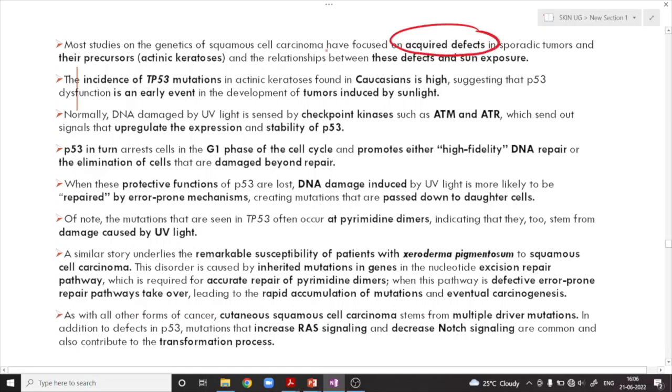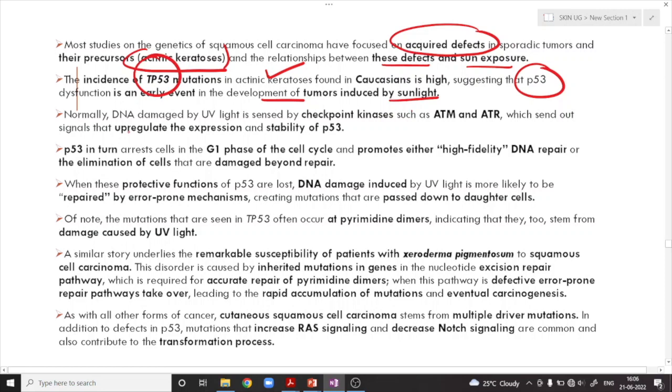Now, most studies on the genetics of squamous cell carcinoma have focused on acquired defects in sporadic tumors and their precursors, that is the actinic keratosis, which we have just read about, and the relationship of these defects and sun exposure. So very importantly, we have seen that there is a very high incidence of TP53 mutation in actinic keratosis. So it is suggesting that TP53 dysfunction is a very early event in the development of squamous cell carcinoma, and this is induced by the sunlight.